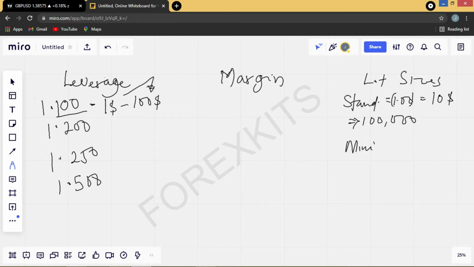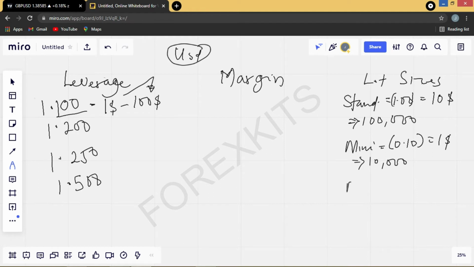And then we have the mini lot size. The mini lot is represented as 0.10 on your trading platform, and is equal to $1 per pip in dollar value. When you take a trade with a mini lot size, you are purchasing 10,000 units of that particular currency. I like to use USD for this because it's the standard for calculating. It can differ a little bit if you are trading GBP quotes, but for USD, this is how it is.